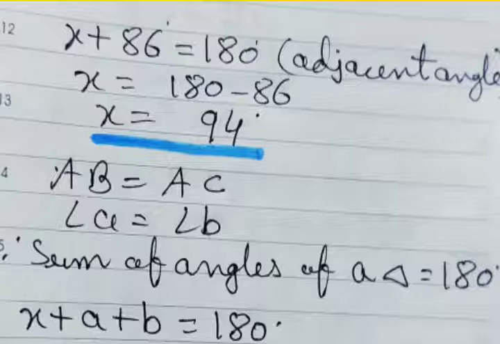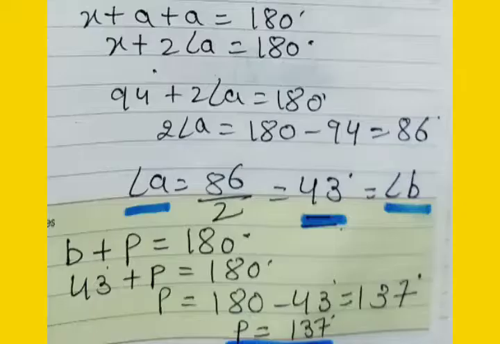Again AB is equal to AC, angle A is equal to angle B. Then we can write X plus A plus B equal to 180 degrees, because A is equal to B. So in place of B we can write A. So X plus 2 angle A equal to 180 degrees. X is equal to 94, so 94 plus 2 angle A is equal to 180. So 2 angle A equal to 180 minus 94 equal to 86. And so angle A will be equal to what? 86 divided by 2 equal to 43 degrees. And A is equal to B, so B will also be equal to 43 degrees.